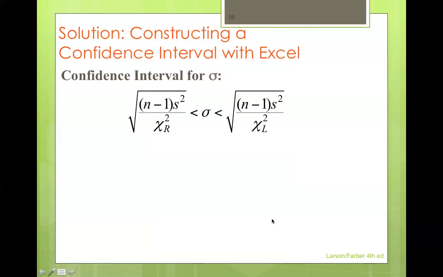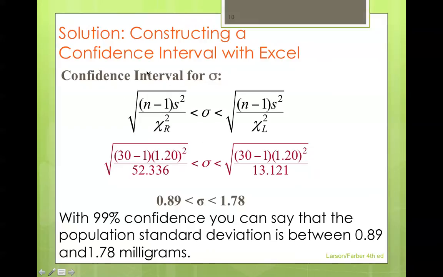So now to find the confidence interval, we have a formula that we need to plug it into to find the error to add and subtract. Oh wait, we're not adding and subtracting. We just plug this formula in. So it's very different than it was in the first three sections. So we have n minus 1 times s squared divided by the right critical value, and then take the square root of that. And then to the other side, n minus 1 times s squared over the left critical value. And this gives us 0.89 less than sigma less than 1.78. Now, if I wanted variance, I would just not take the square root here.